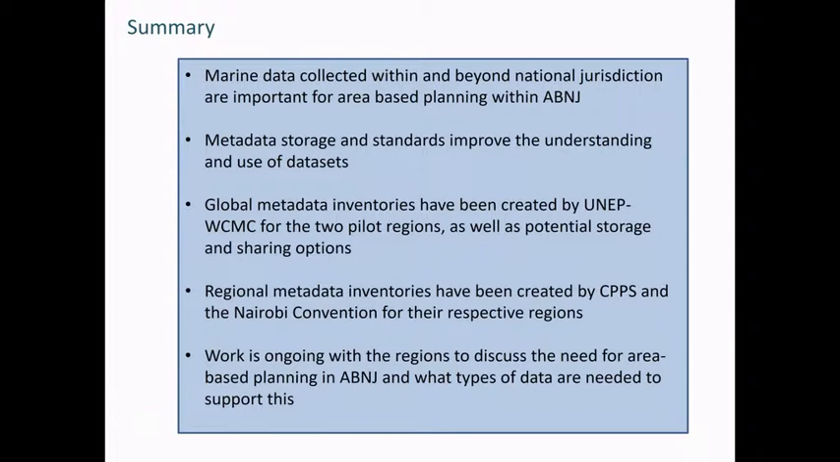So to summarize, there are many complexities surrounding the collection, collation, and storage of marine data, both within and beyond national jurisdiction. But the use of metadata standards can help improve understanding of the storage and the use of the data. As part of the ABNJ Deep Seas project, there's been a number of outputs, from global metadata inventories to regional metadata inventories, with the aim of better understanding what data sets are out there. We've also investigated how data are stored and how they can be shared and used between sectors. This work is ongoing through further discussions with each of the pilot regions.